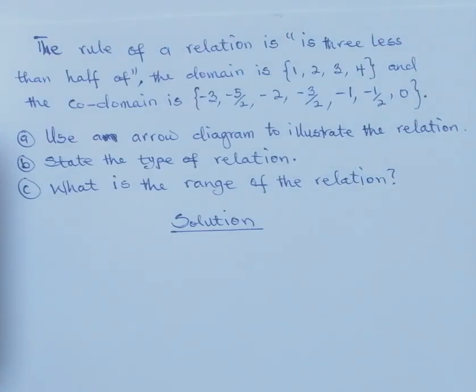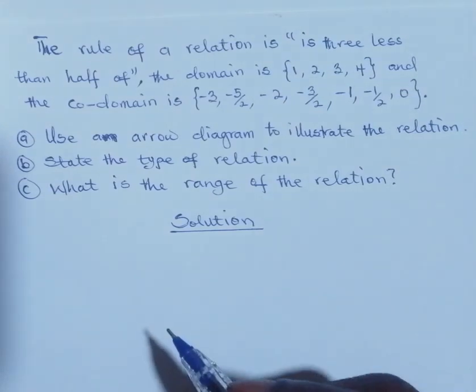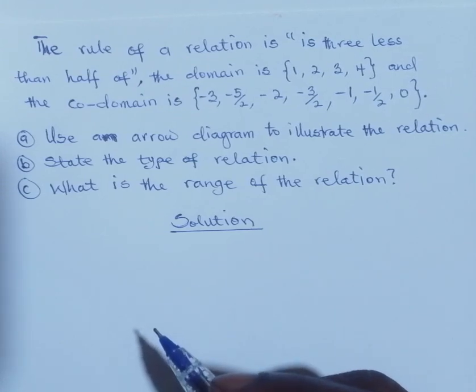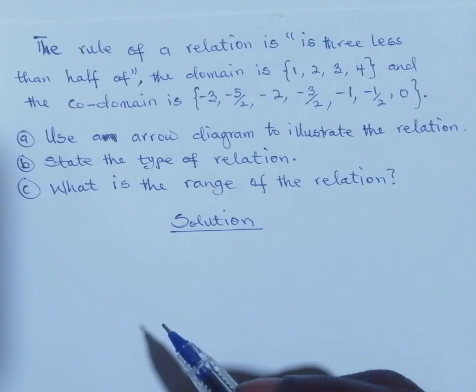Okay, so no time wasted. Since we are given the rule of the relation, remember in our previous lesson we looked at how to get the rule. First of all, you need to write a mathematical statement for the rule. What is given? The rule is 3 less than half of what? Half of the element of the domain.